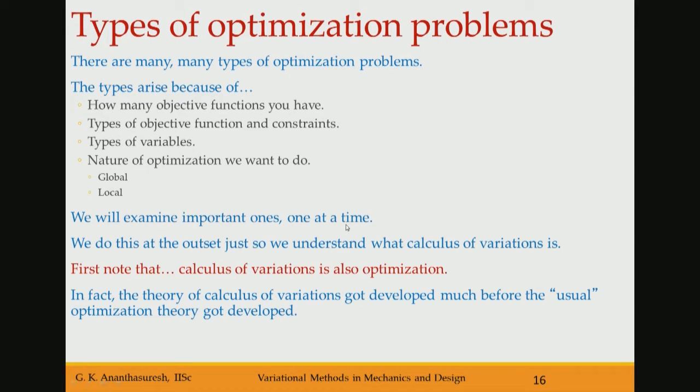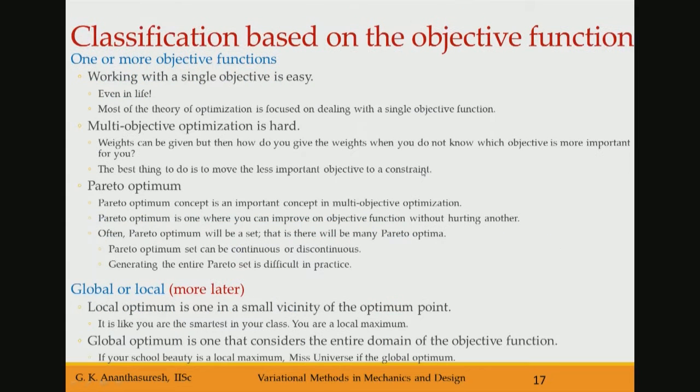Okay. But we also need to focus on the difference between calculus of variations and optimization in finite number of variables. That is our objective today, to understand how calculus of variations is different from finite variable optimization. Both are optimizations, but there is a difference. That is what we want to understand. In that process, we also want to look at different types of optimization problems.